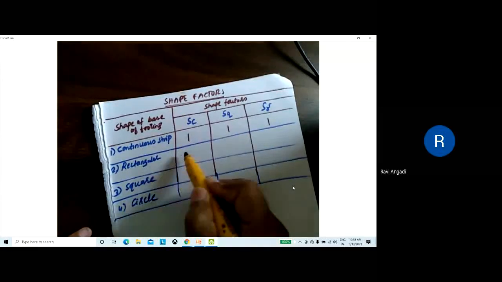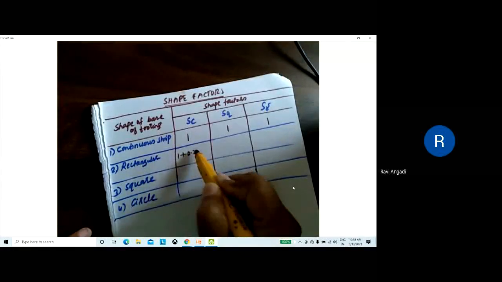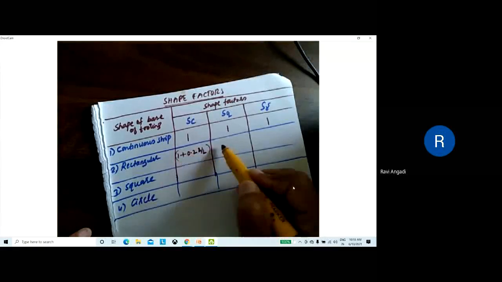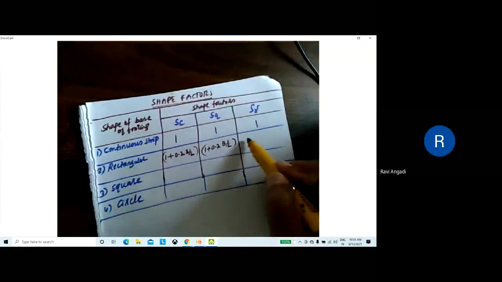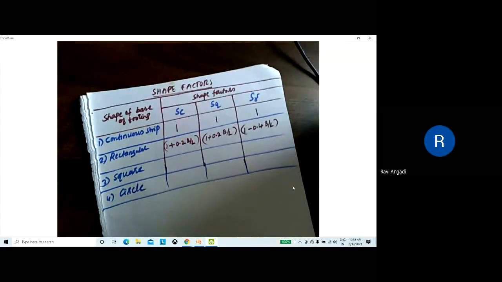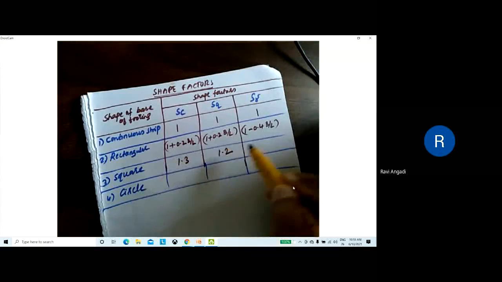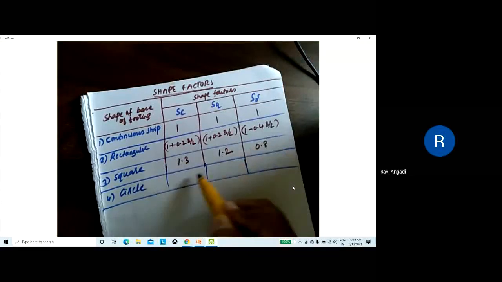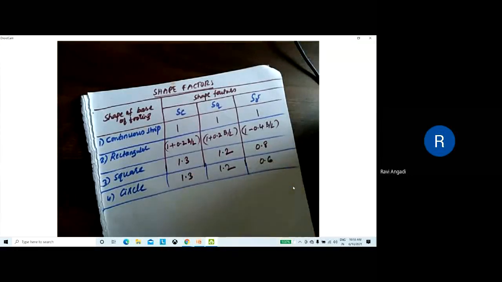Then for a rectangle, you have to take 1 plus 0.2 B by L. Again the same, 1 plus 0.2 B by L. And for this, 1 minus 0.4 B by L for a rectangular footing. And for a square footing, it is 1.3, 1.2 and 0.8. And it is 1.3, 1.2, 0.6.